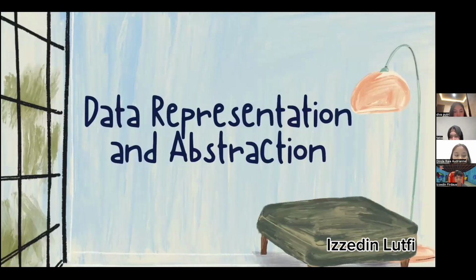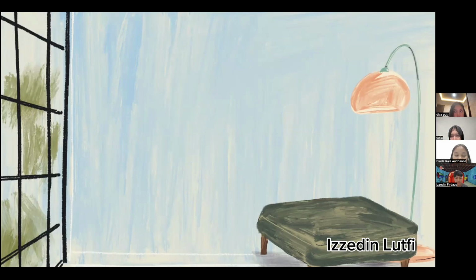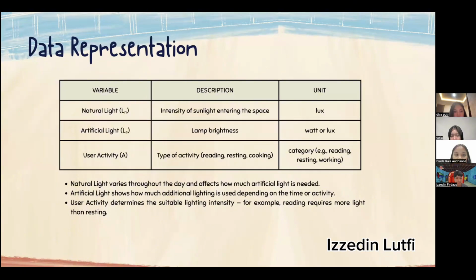And here we go for the data representation and abstraction. Here we put the data and variables into a table. These are the keywords we're going to use: natural light, artificial light, and user activity. We also include the unit for each variable. For light, it's lux, and for artificial light, it could be watt, because it requires electricity. And for user activity, it depends on what kind of activity is done at the time.